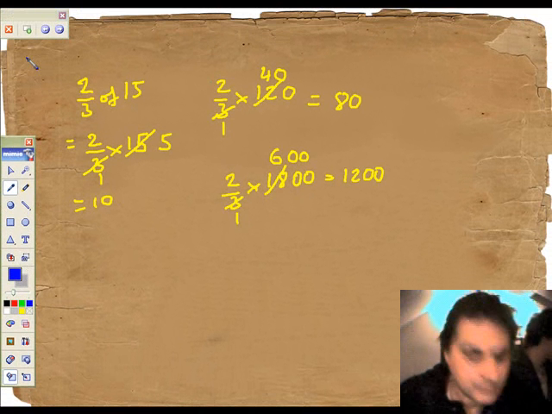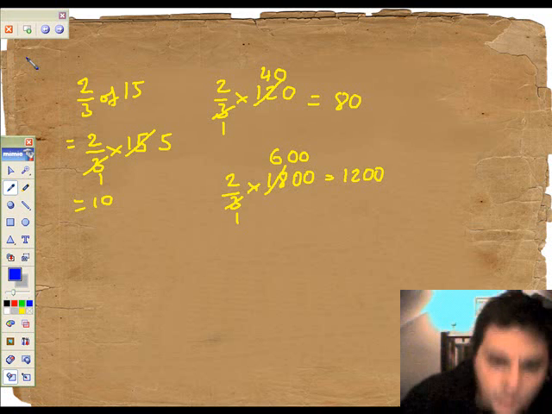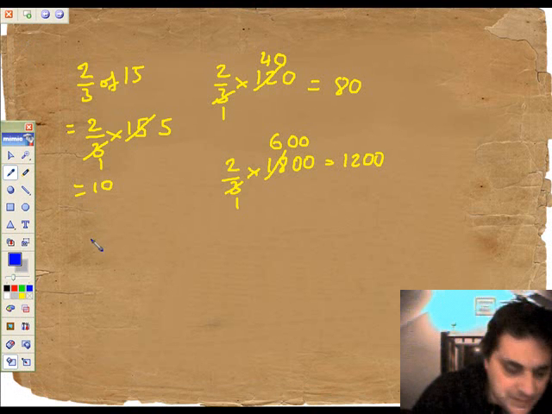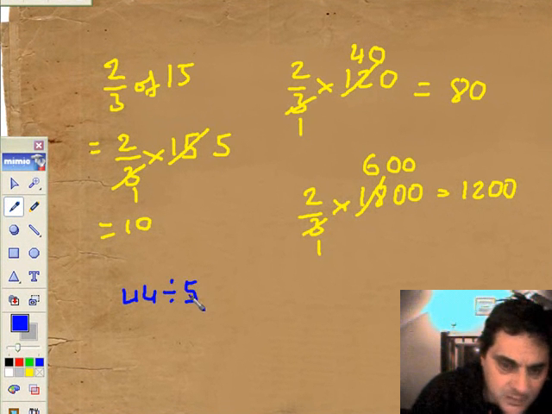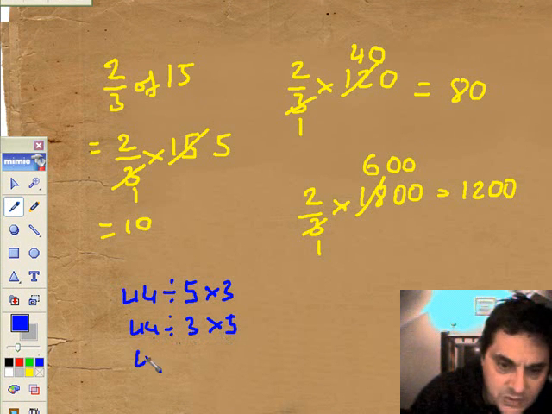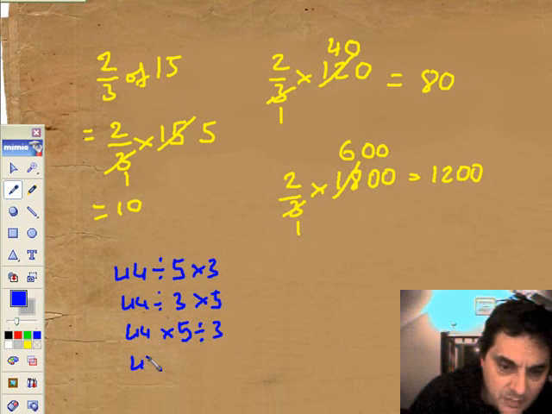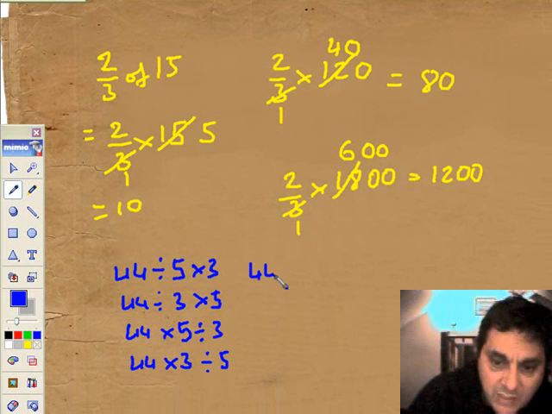Changing to blue now. We've got a rather difficult question where we're asked to look at these scenarios. We've got 44 divided by 5 and then multiplied by 3. We've got 44 divided by 3 and then multiplied by 5. We've got 44 multiplied by 5 and then divide by 3. 44 multiplied by 3, then divide by 5, and there's a couple more actually.